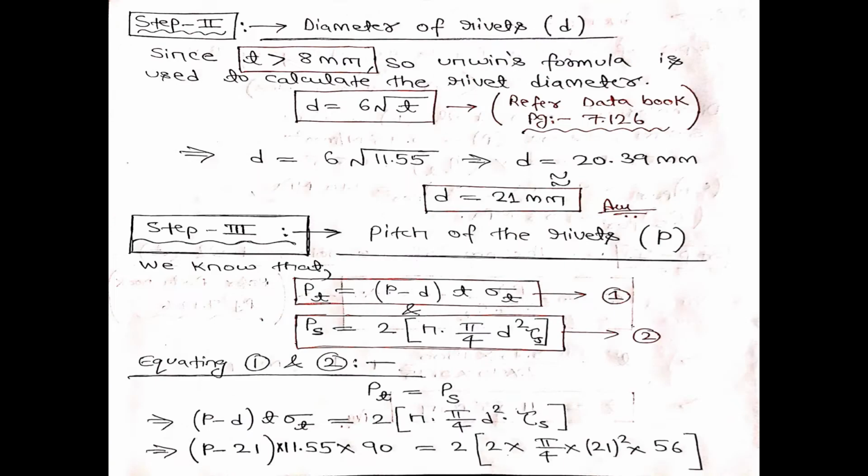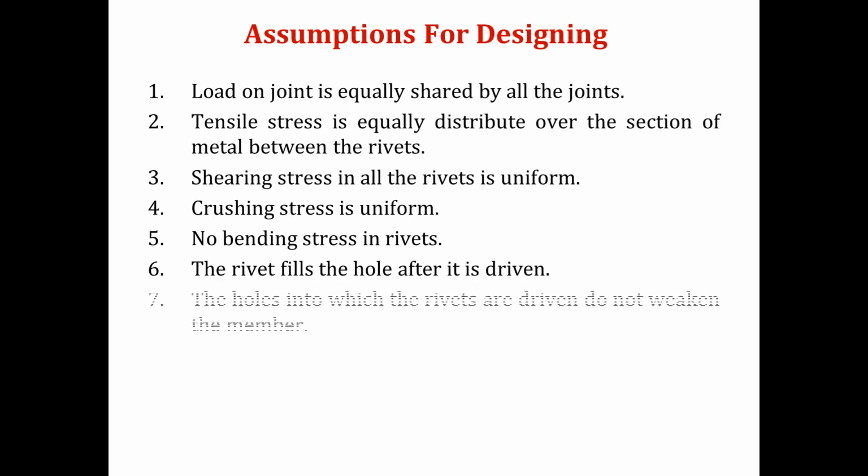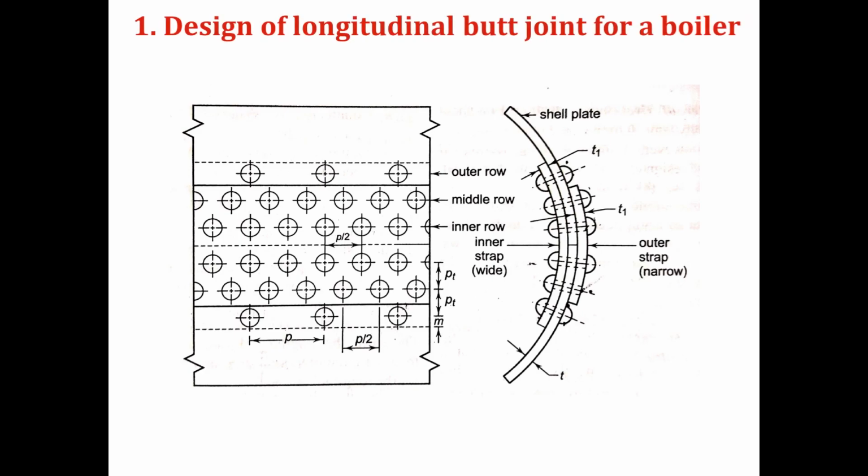Fine. Then what will you do? You have to draw this diagram. Once the design is over, with all the data we got, we have to draw this diagram, and in this diagram we have to indicate how much is P, how much is PT, how much is T1, how much is T. Then your design will be complete. If you don't draw this diagram, then how will I understand, for the longitudinal butt joint, what your P is, from which point to which point is your pitch, from which point to which point is the thickness of the outer strap, and so on. Is it clear? Any doubt?